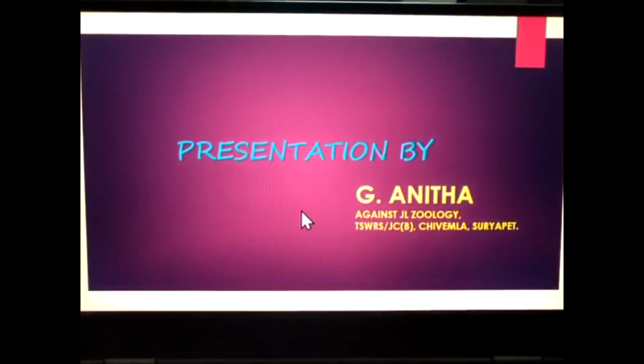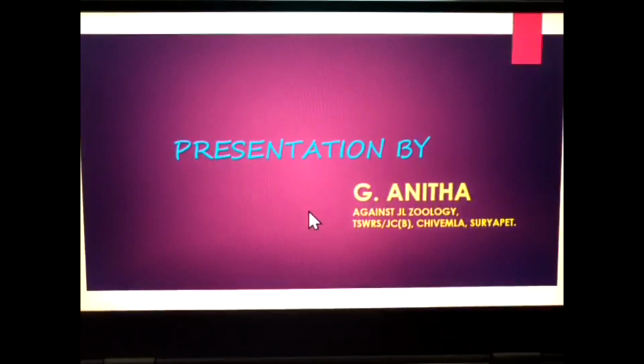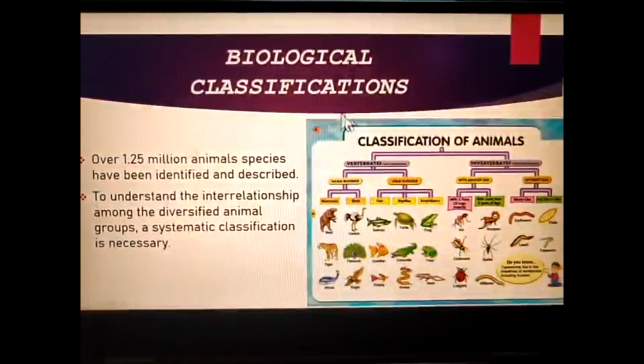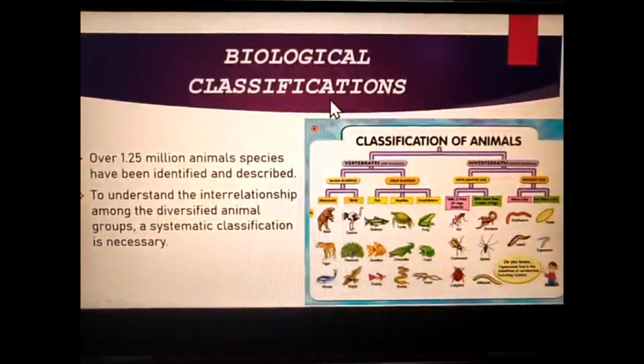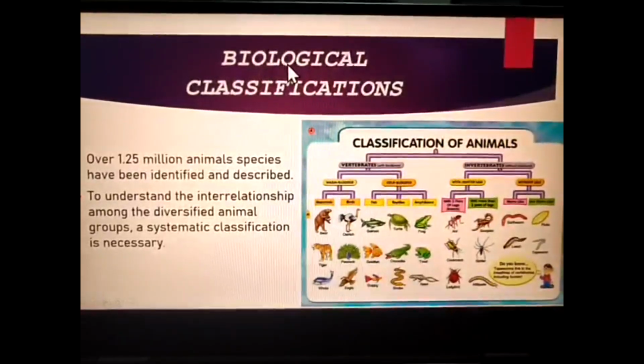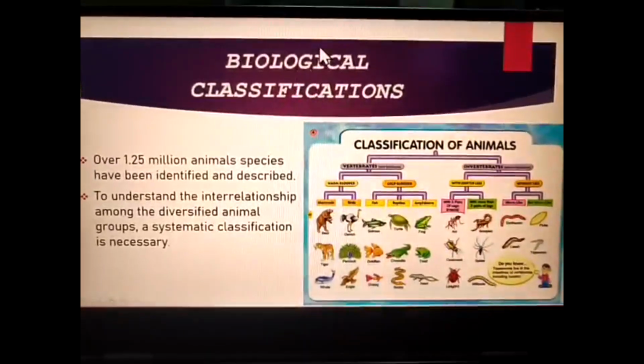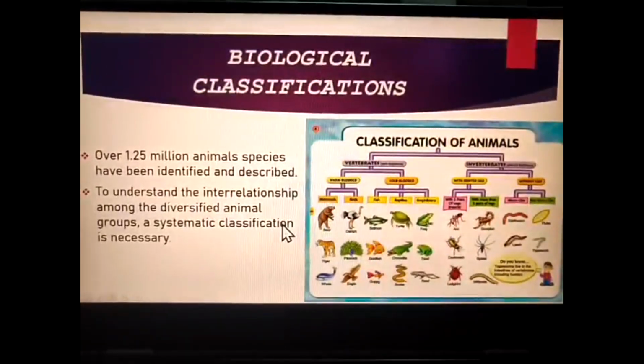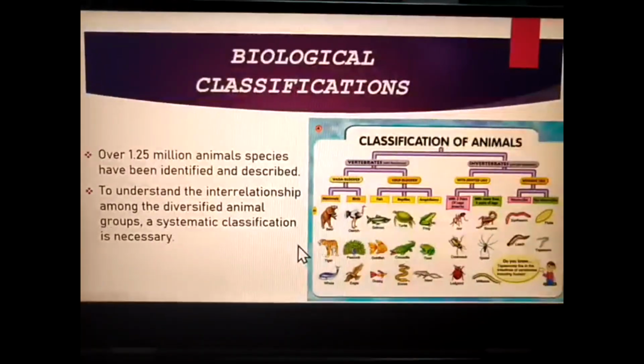Welcome to our next session, that is biological classification. In this biological classification, bios means living organisms. These organisms exhibit diversity in their structure and function.